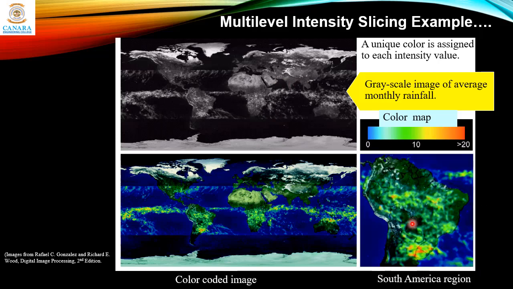And if you zoom into the South America region, you can see this orange looking area gets more rainfall, around 20 inches per year. And as you move away, you can see the green area is around 10-inch rainfall. So this is the advantage of going with multi-level intensity slicing.